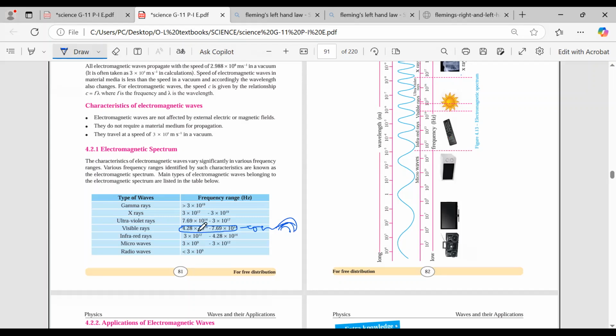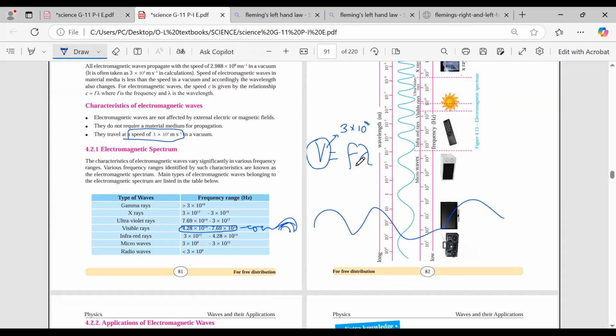Now this has a frequency, right? It has a wavelength also. It's a wave, right? So you can calculate it. V equals F lambda. So what is the speed of the electromagnetic waves? It doesn't change. When we do a calculation, what do we take? We take 3 into 10 to the power 8. They travel at the speed of 3 into 10 to the power 8 meters per second.